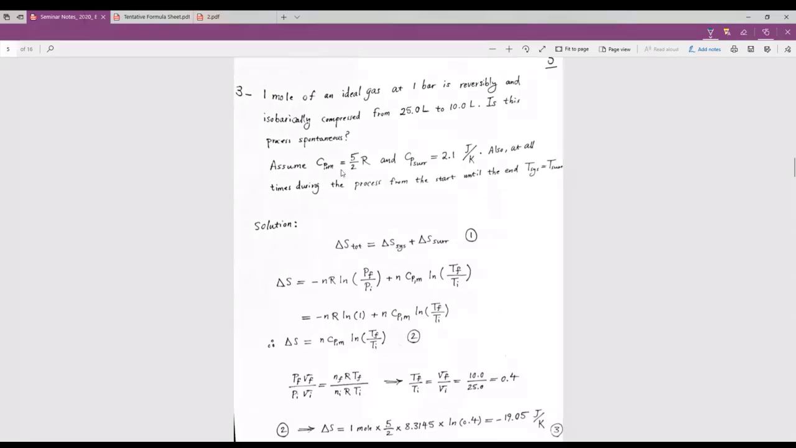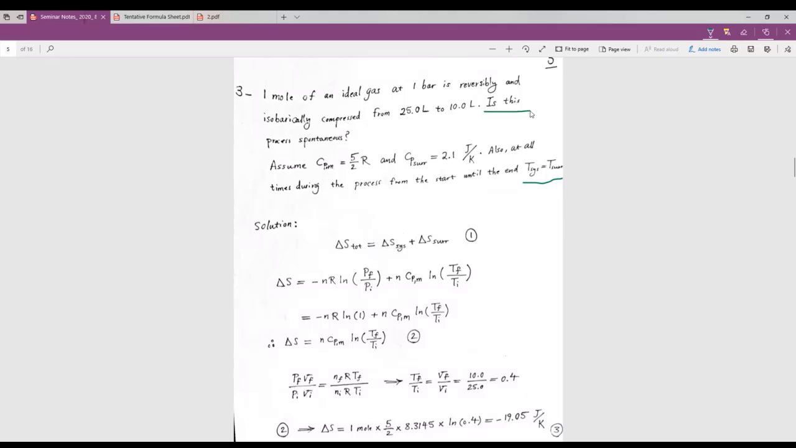Assume C_P,m is 5/2 R, and C_P of the surroundings is 2.1, which means that this one is for the surroundings, and this one is for the system. For the system, we usually drop the subscript; we usually don't put the system down here in the subscript. So this is surroundings, so it's given. And also at all times during the process, from the start until the end, T system is equal to T surroundings. So at all times, they are equal. That's the information that is given, which makes it actually simple.